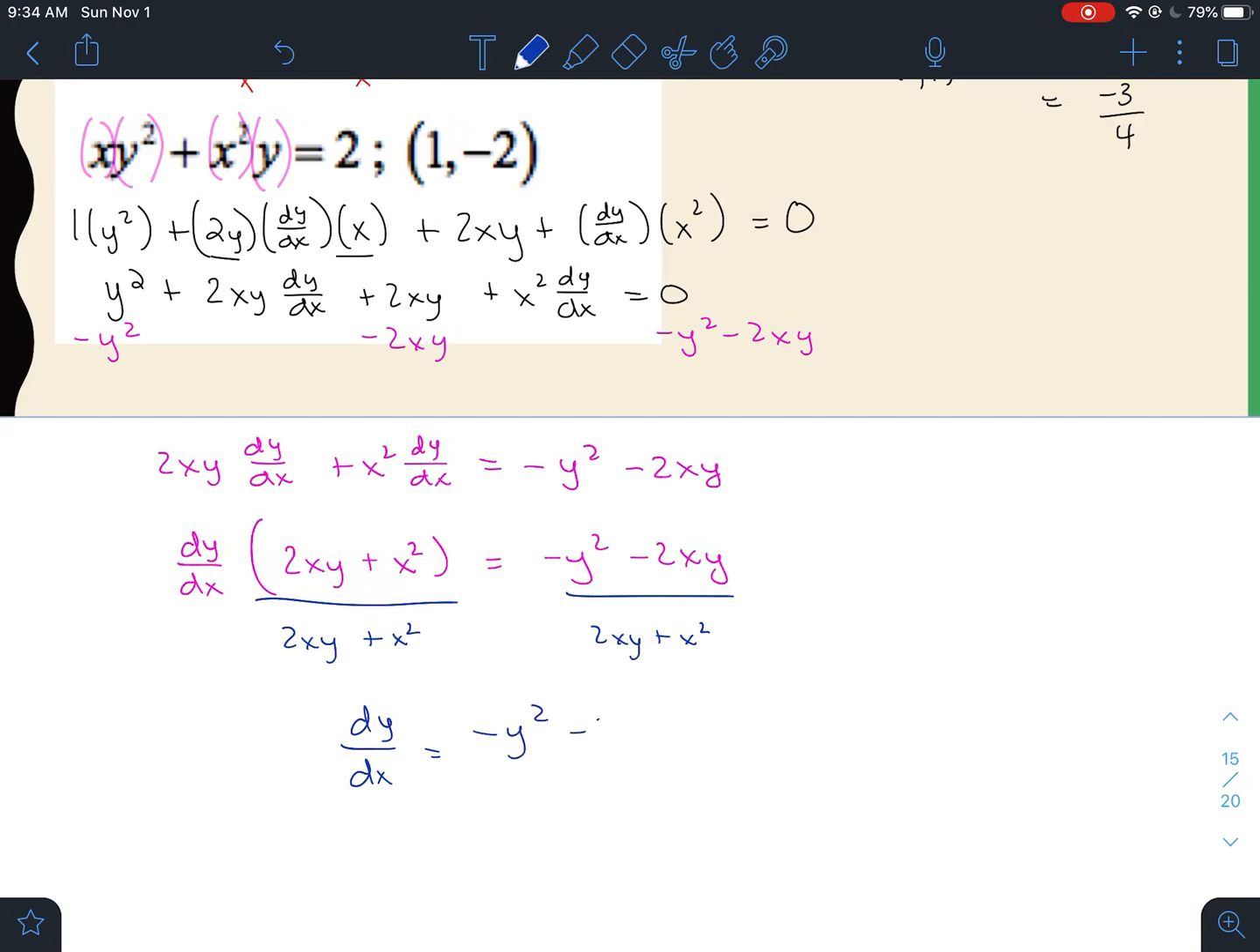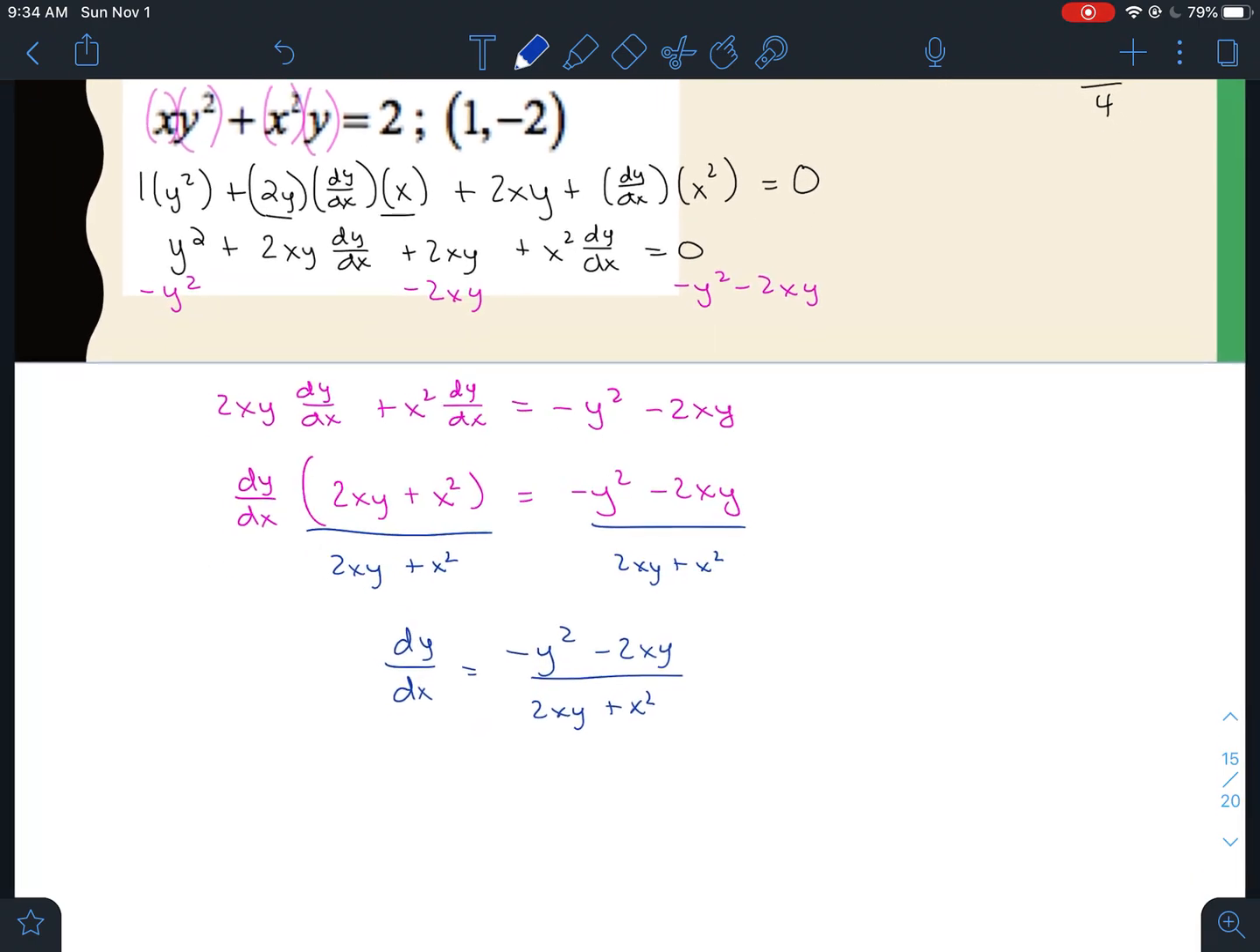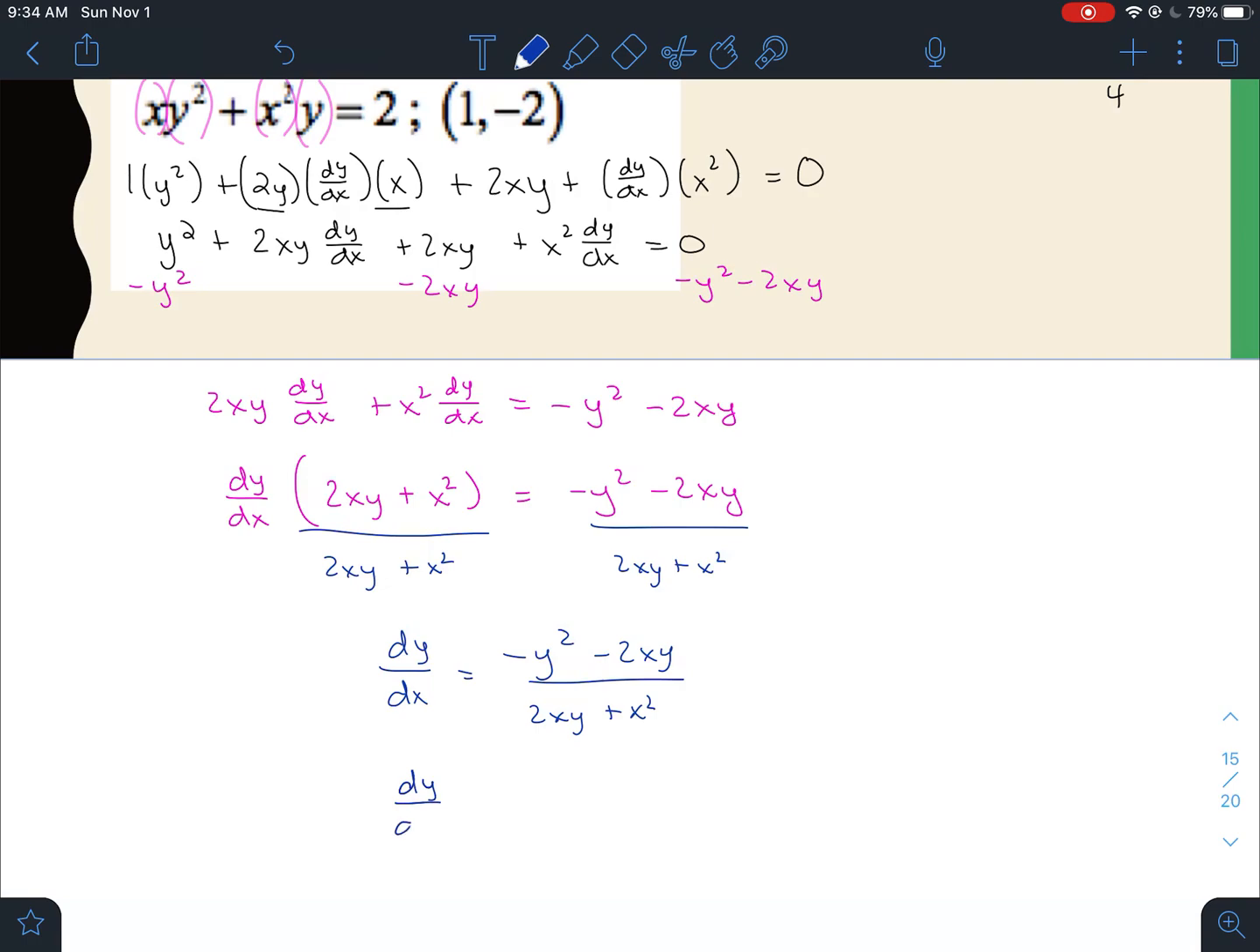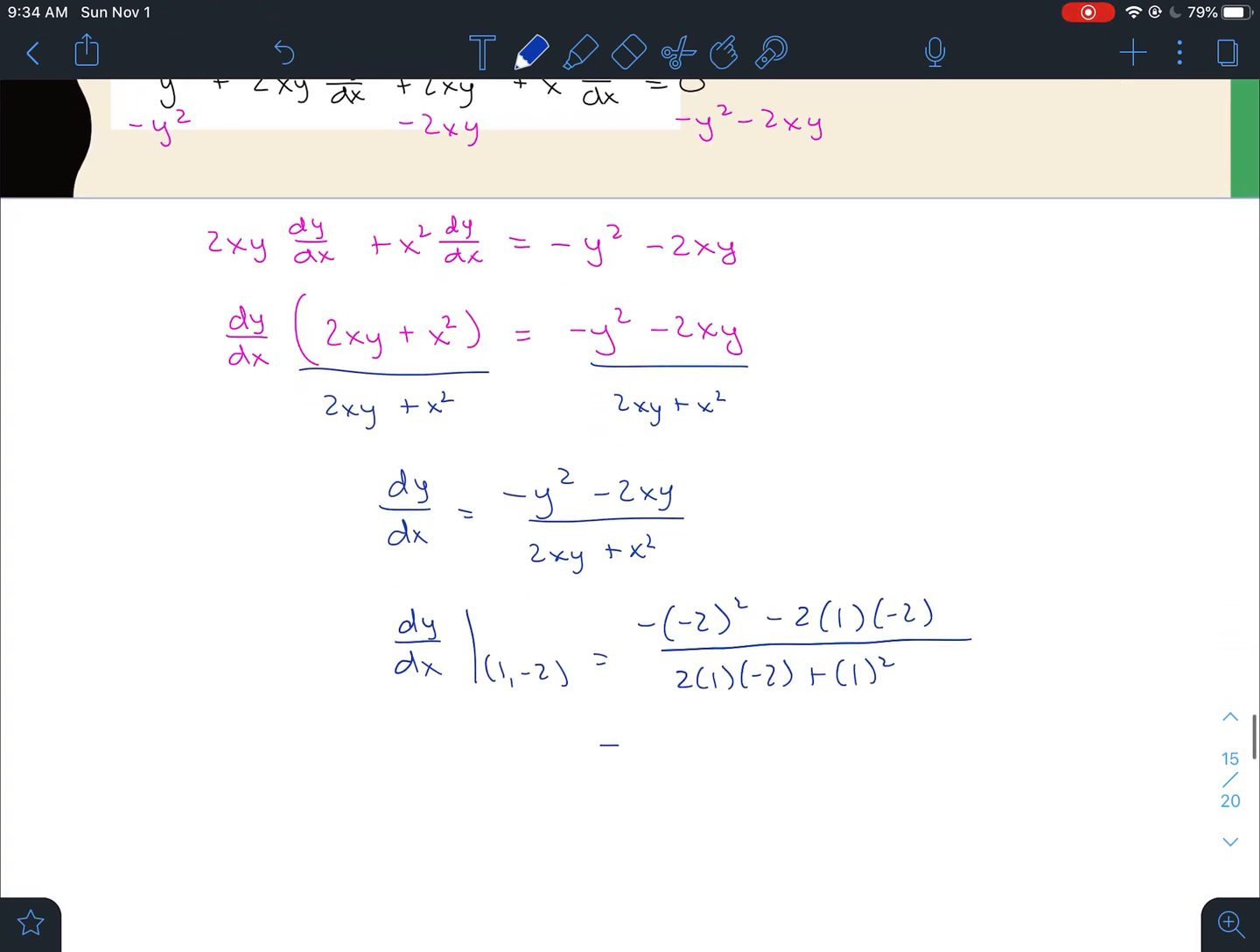And then we have the slope of the tangent line, or the derivative anywhere on this relation, is going to be negative y squared minus 2xy over 2xy plus x squared. But we want to find it at the point (1, -2). So the derivative of this function at the point (1, -2) is going to be: plug in 1 for x and -2 for y. So it would be negative (-2) squared minus 2 times 1 times -2, all over 2 times 1 times -2 plus 1 squared.